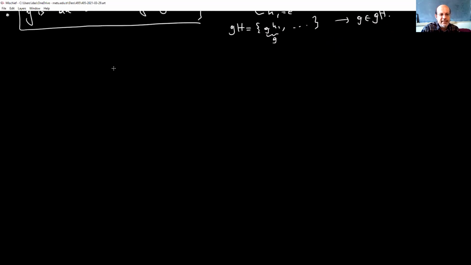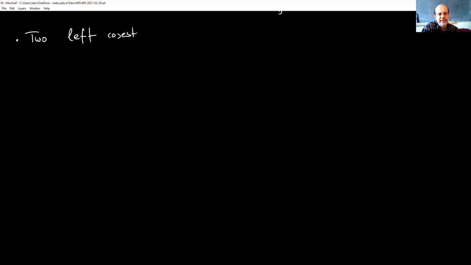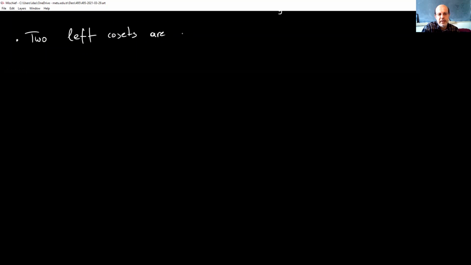All right, there's this last theorem in here, which is the most important one. Two left cosets are either identical or disjoint. Disjoint means they don't intersect. They have empty intersection. So I'm going to show it in the mathematical language in here.